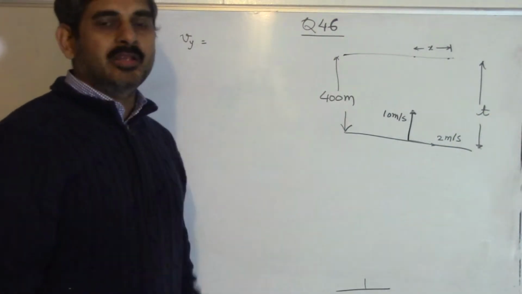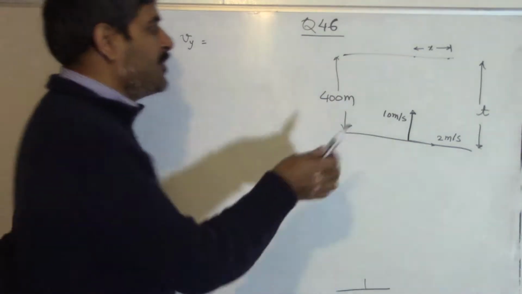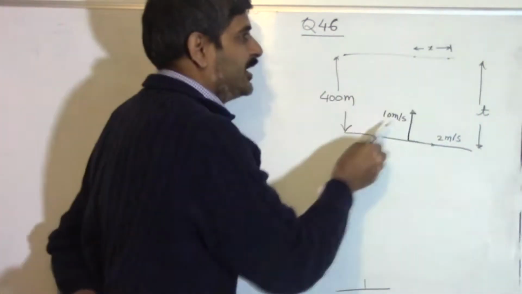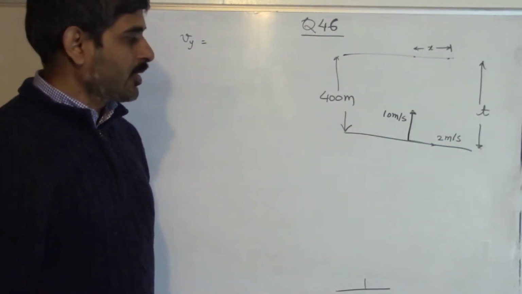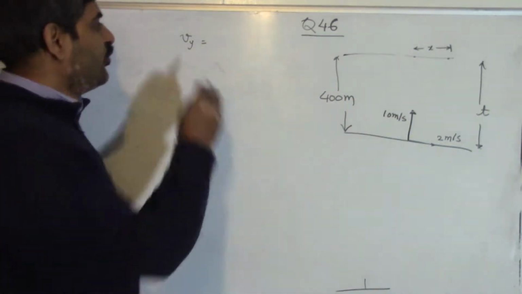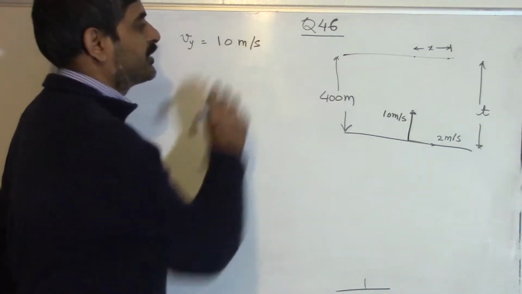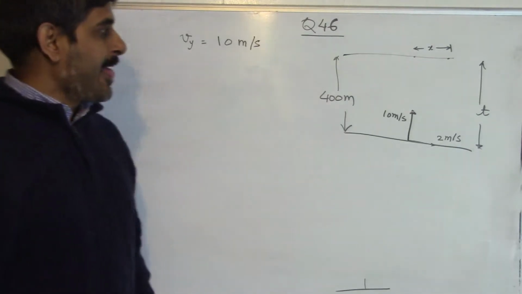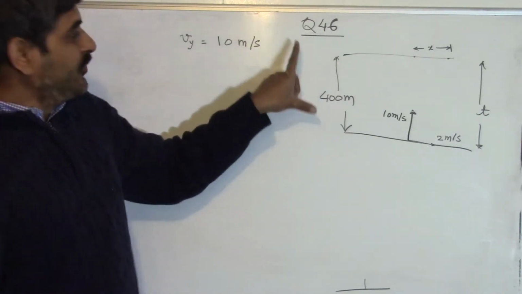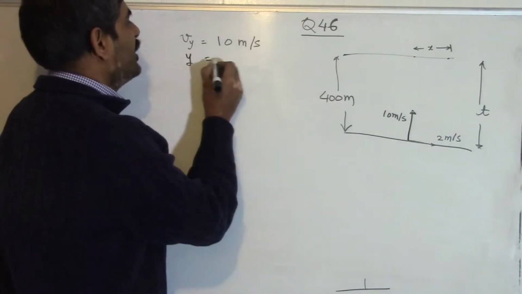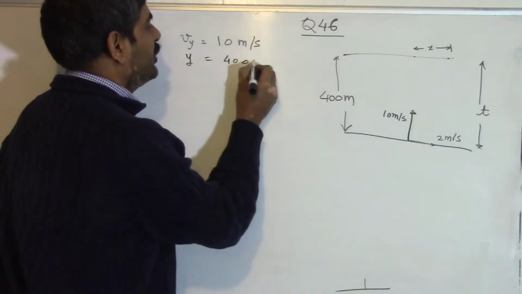But I could make the problem more complicated by making the river flow at an angle of something like 30 degrees in this direction. But that is not the case here. So Vy here is just 10 meter per second, nothing else. That's it. And in this direction, we need to cover a distance. Let us call it distance y equal to 400 meter.